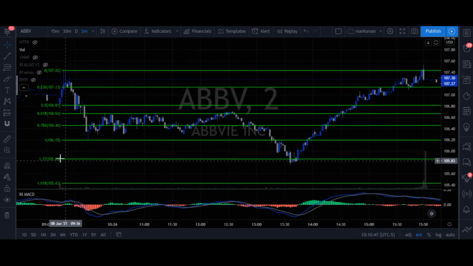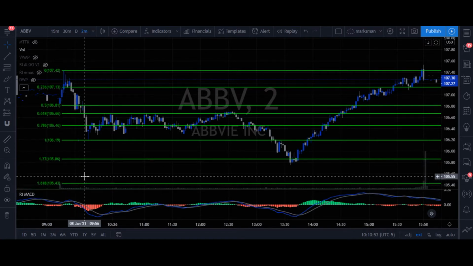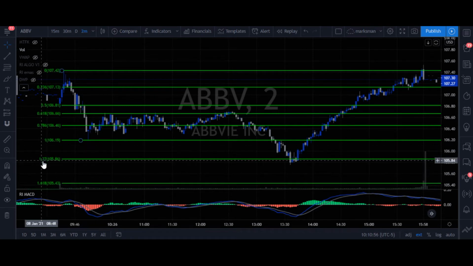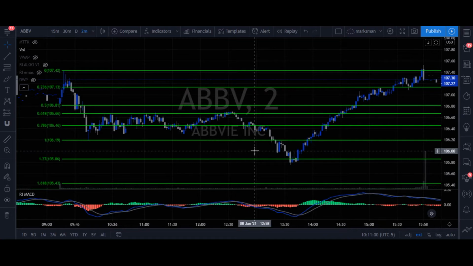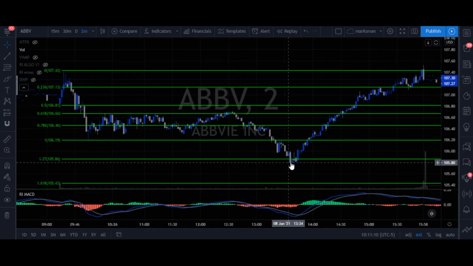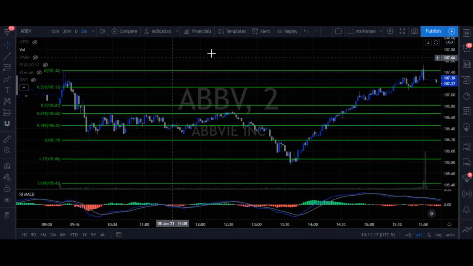If we would have broken this 105.86 level, we'd be looking at this 1618 level, which is 105.43. It doesn't happen, we hit this 127, and that's where we start to turn around. Because during the day, you get to the pullback level, you come down, and you start looking at these profit taking levels, which is the 127. We hit that 127, and bam, we continue all the way back up to the 0% line, which was the high of day.